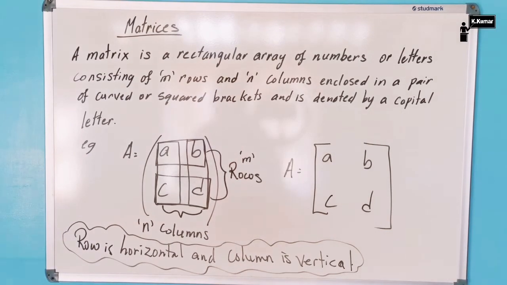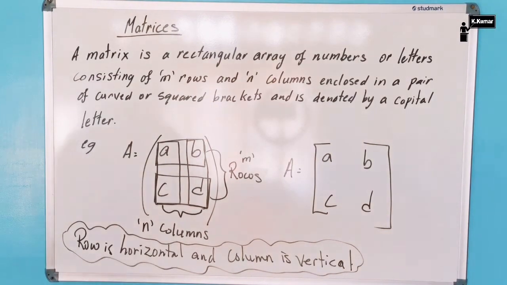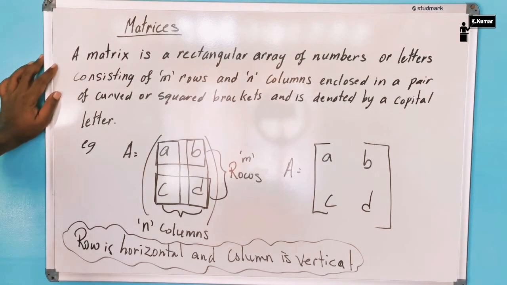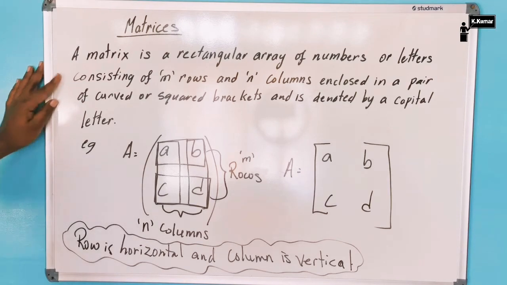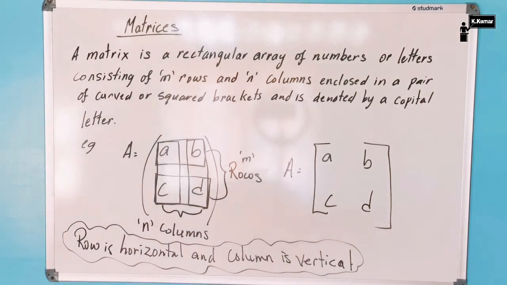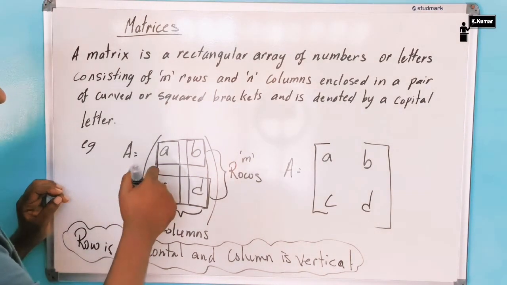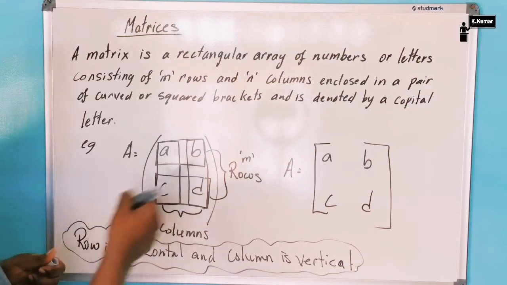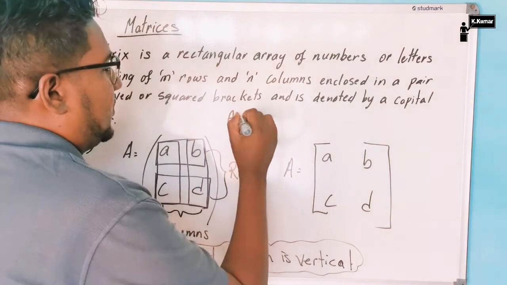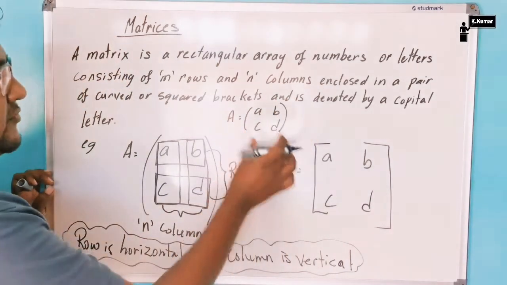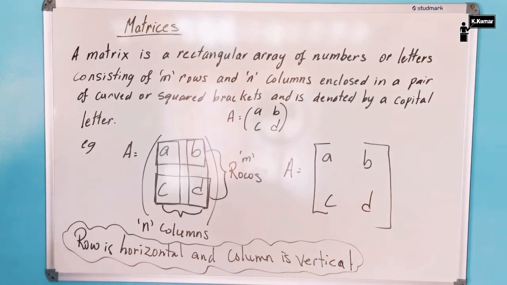In this video, we're going to look at matrices, and to start it off, let's define what is a matrix. So a matrix is a rectangular array of numbers or letters consisting of m rows and n columns enclosed in a pair of curved or square brackets and is denoted by a capital letter. So you have an example here where you have the matrix. Before I added the row and column, the matrix A was A, B, C, D.